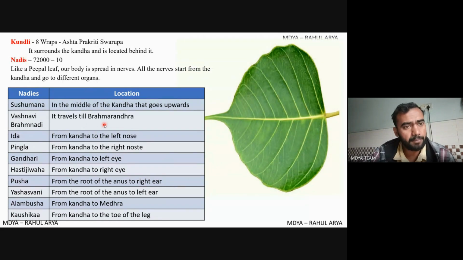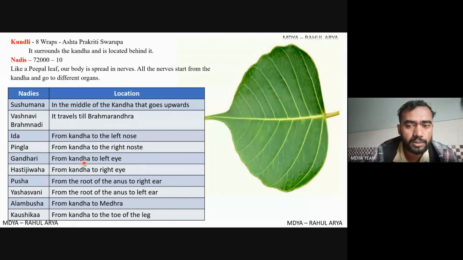Till the Brahmarandra, like Sushumna Nadi. Vaishnavi Brahmanadi, we call it. Third is the Ida Nadi, from Kandha to the left nostril. Pingala, from Kandha to the right nostril. Right nose. Sorry, nose, check it, correct it, okay?